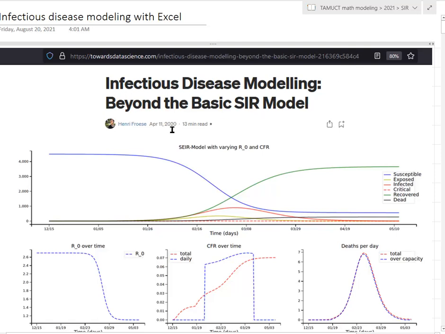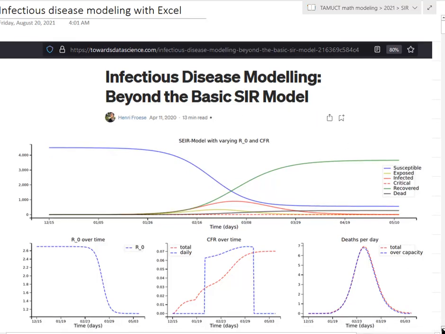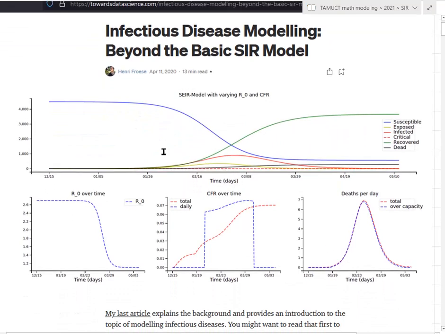This author implements a disease model in Python, and you will be implementing in Excel. So let me pick out the high points here of his model. First, you see this graph here. You have time in days, and then here you have population. All right, looks like you're starting with a population of 5,000. And here you see the different categories: susceptible, exposed, infected, critical, recovered, and dead.